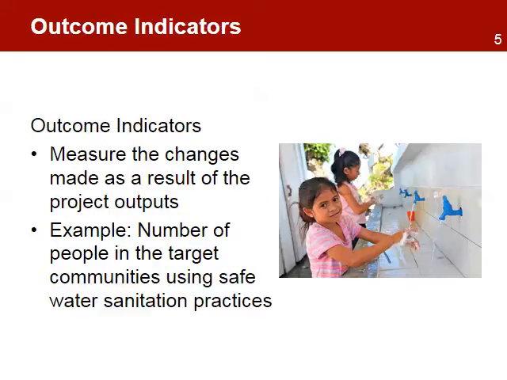At the next level, outcome indicators measure the changes that come as a result of the project outputs. They are also used for evaluation at the completion of the project. Outcome indicators usually measure changes in behaviors, skills, and practices in the target population. Depending on the type of project, the data for the outcome indicators can be collected during the monitoring phase. Outcome indicators relate to the achievement of short-term and medium-term effects of the project outputs. For example, number of people in target communities using safe water sanitation practices.